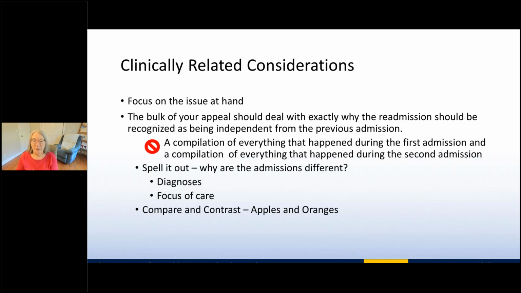Okay, you have to compare apples and oranges. The first admission was an apple, the second admission was an orange. Different diagnoses, different focus of care. So it's like a comparison between first admission and second admission.